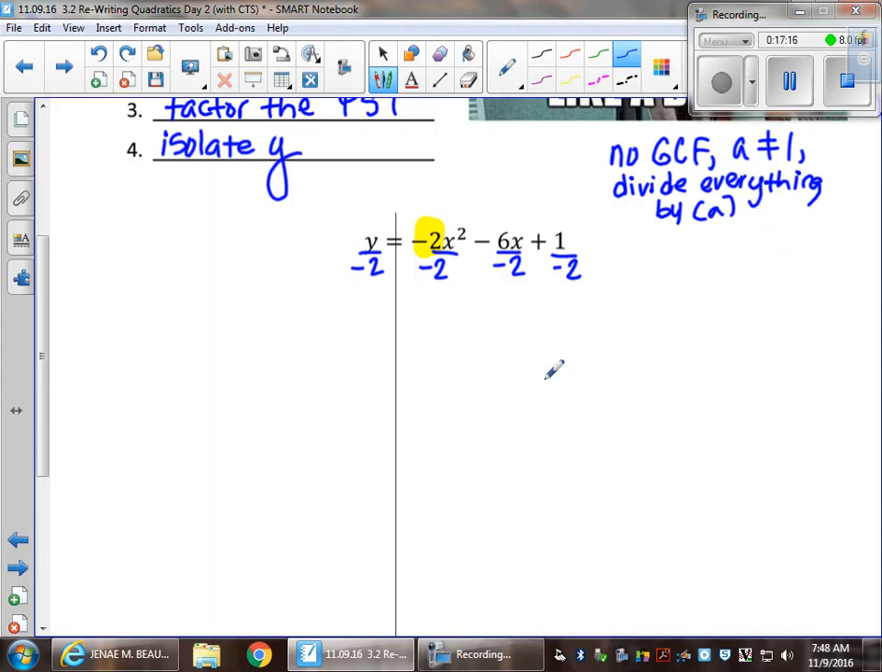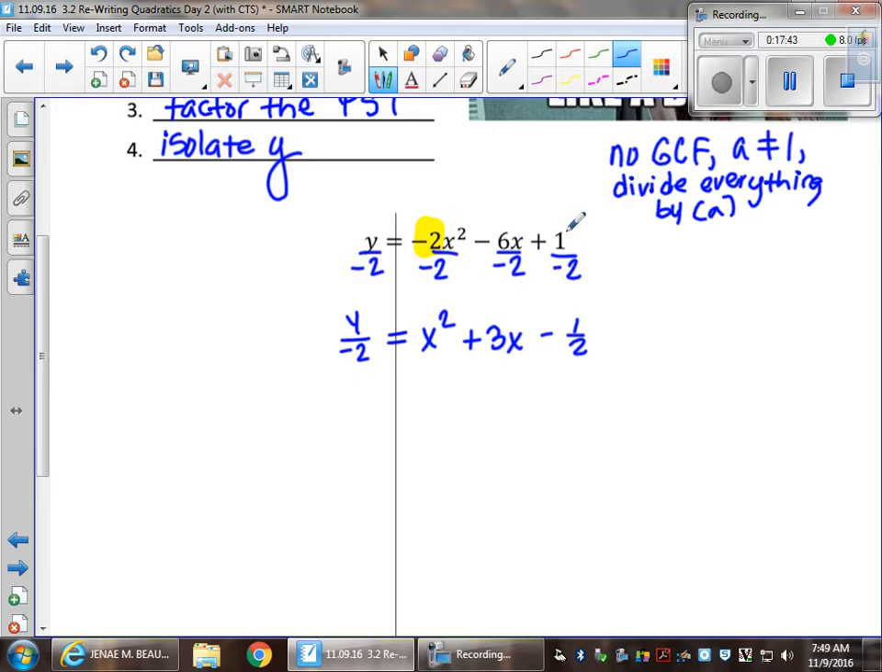Let's see what happens when we do that. This is going to stay y divided by -2 equals, what does this first term become? X squared. Good. Plus 3x minus 1/2. Let the fractions begin. Who's excited? Ms. Jay's going to be excited for everybody.